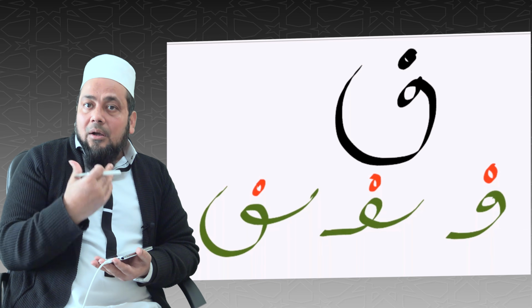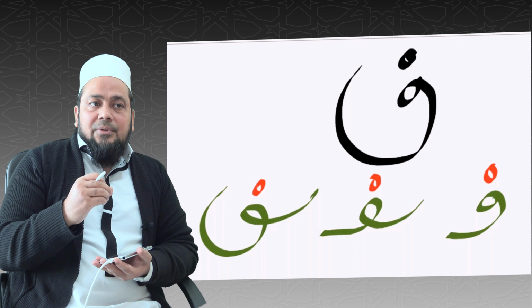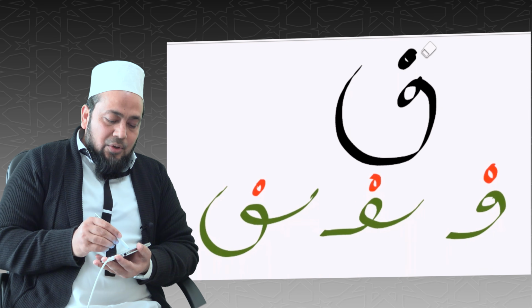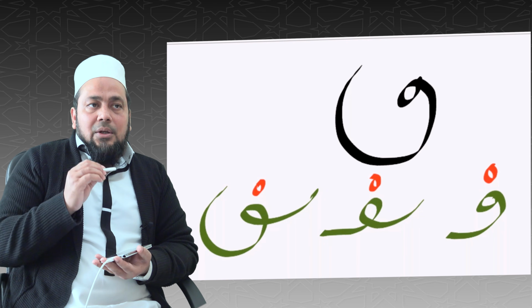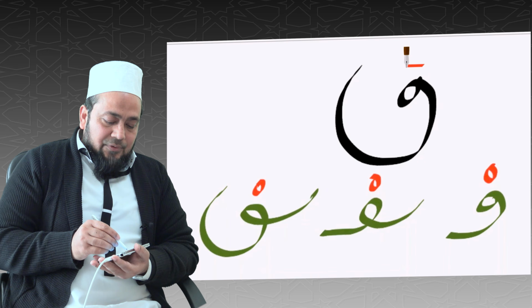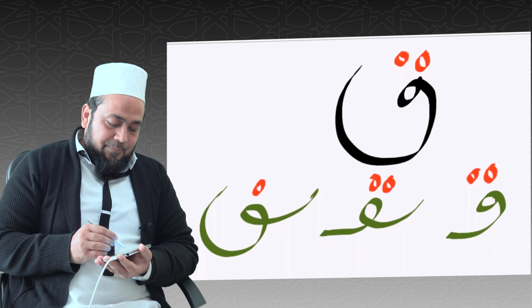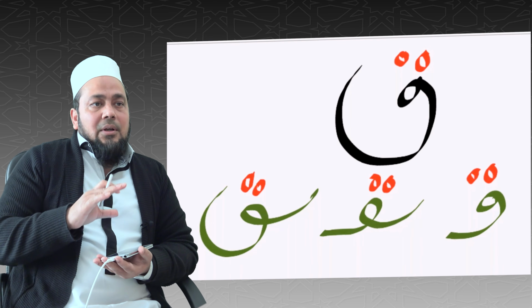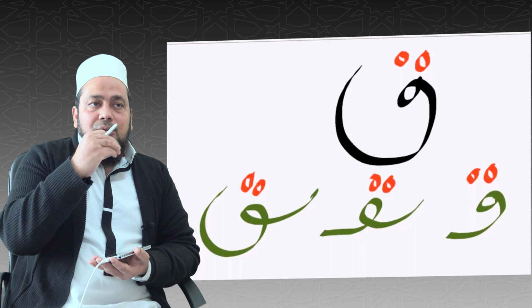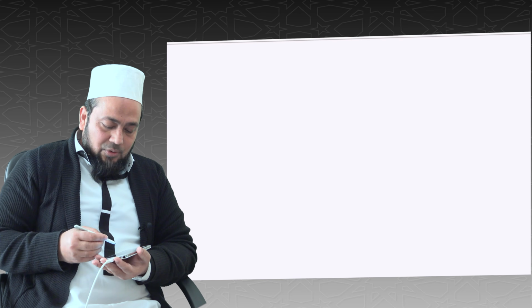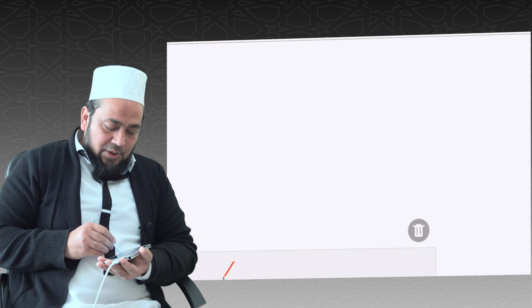Next letter is Qaf. Fa and Qaf have exactly the same writing shape, the only difference is the dots. For the Fa, one dot, and for the Qaf, two dots. Qaf has two dots and Fa has one dot. Very easy to understand. If you can remember these small things, the dots, nuqta, then you won't be confused, inshallah. You can easily identify all of the letters. Let's move on to the next letter.